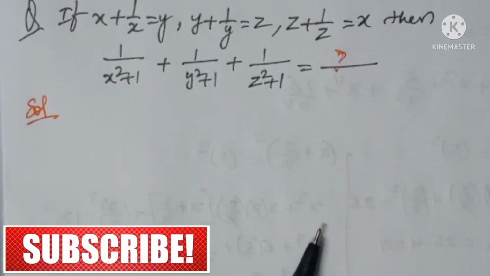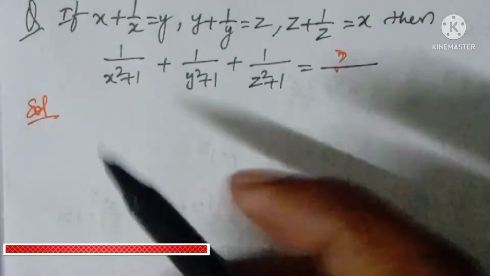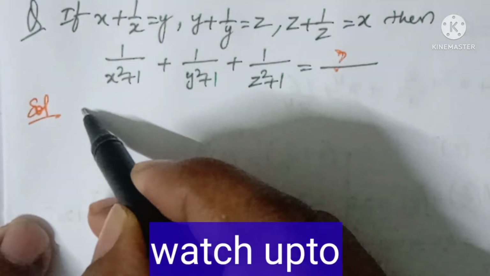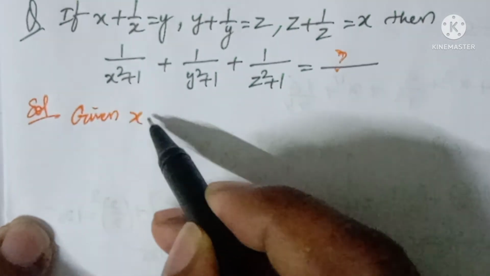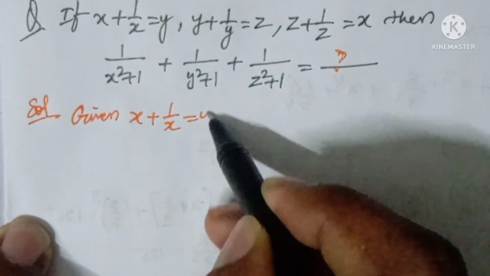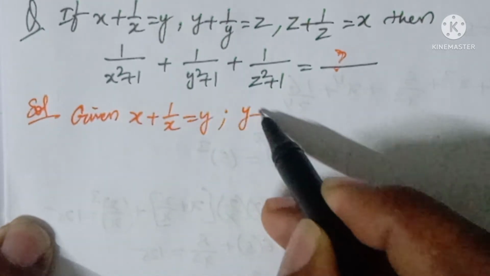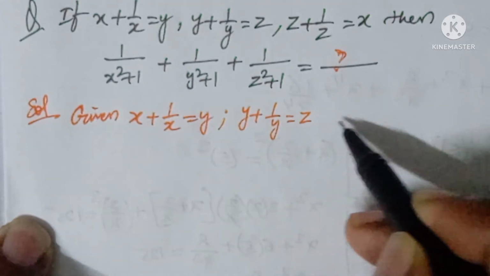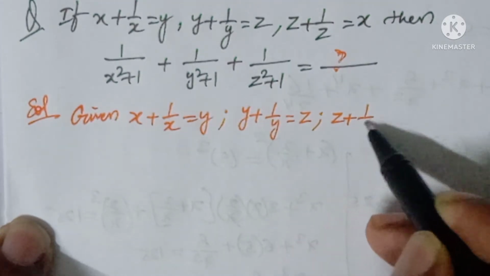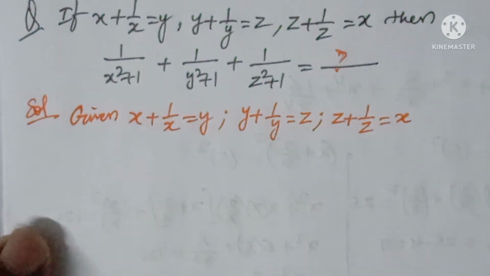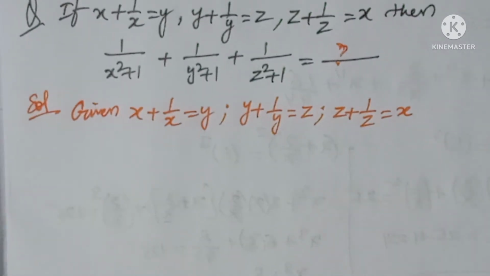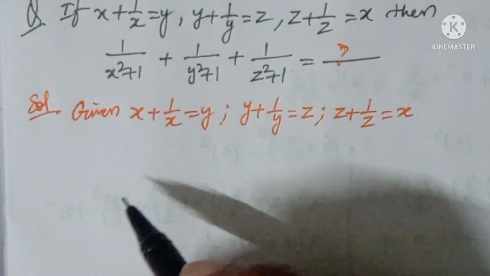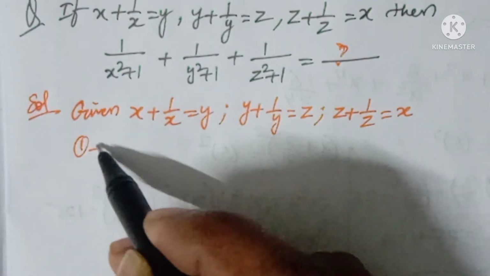So here the logic is here. First of all, I am writing the given part: x plus 1 by x is equal to y, y plus 1 by y is equal to z, z plus 1 by z is equal to x. Pause the video for 10 seconds and think about the problem. Can you guess how to do this problem? Any ideas? Otherwise you'll go to the problem by adding all the three.